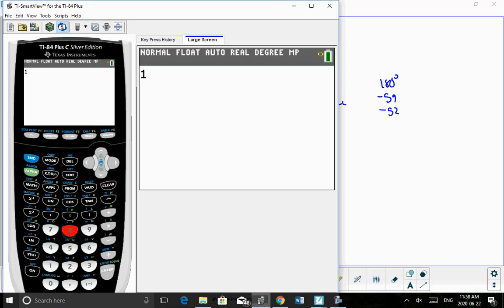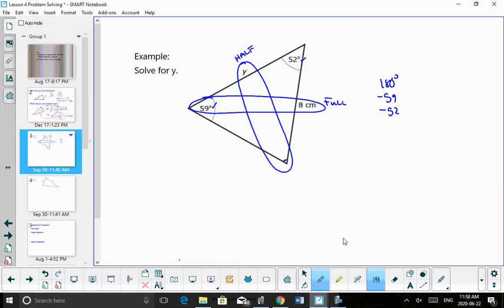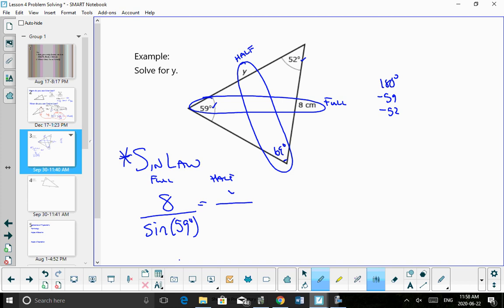So 180 minus 59 minus 52. So we get out 69 degrees. Okay, so since I have a full set, I'm going to use sine law. Now you don't have to tell me that you're using sine law, you're just going to go ahead and do your setup. So remember, we've got full and we've got half. So the full is side length, so 8 centimeters over sine 59 equals y over sine 69.